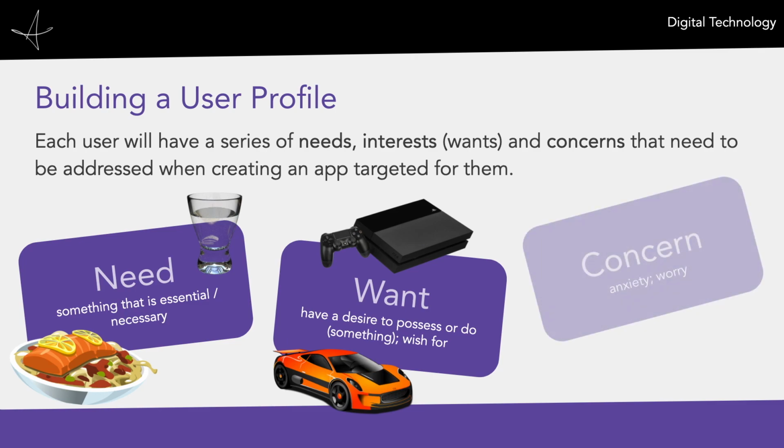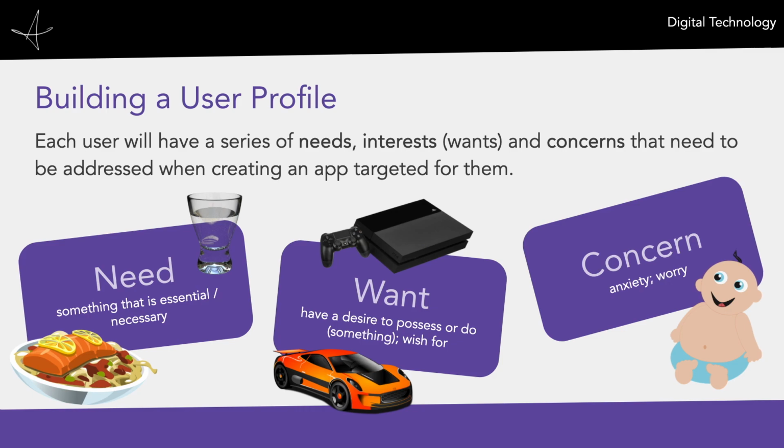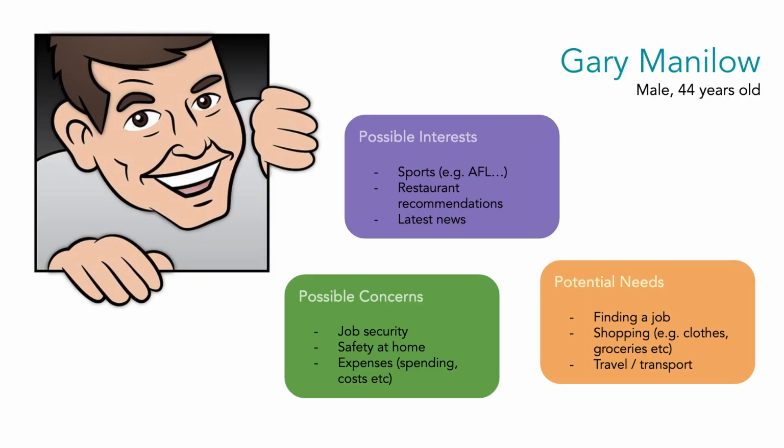A concern is something that you might be anxious about or have anxiety about, or something you're worried about. So a parent might be worried about their child, their baby, their newborn, if that is the case. Or they might be worried about their safety, so they want to keep themselves safe from a thief or from their property being stolen. Now, when you think about that in a digital setting, this is an example of a man who's 44 years old. His name's Gary Manilow. And these are his possible interests, possible needs, and possible concerns.